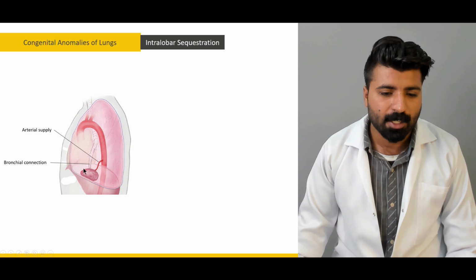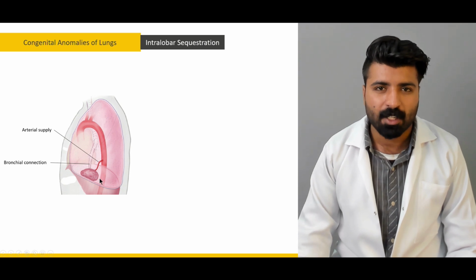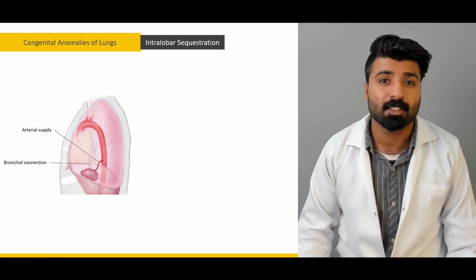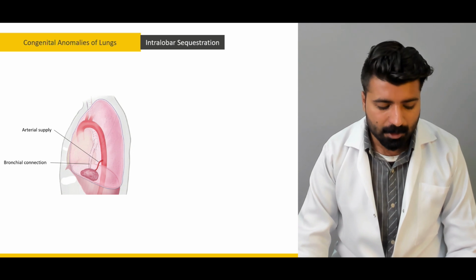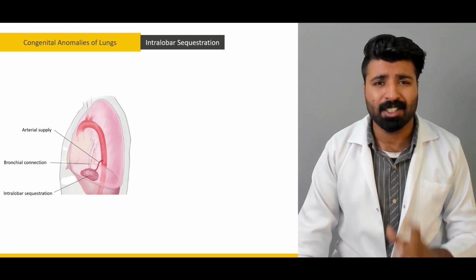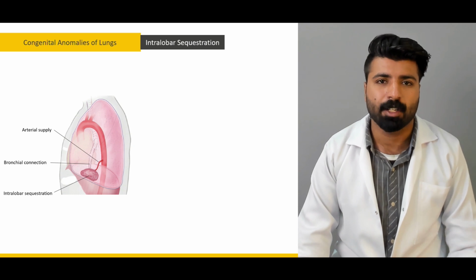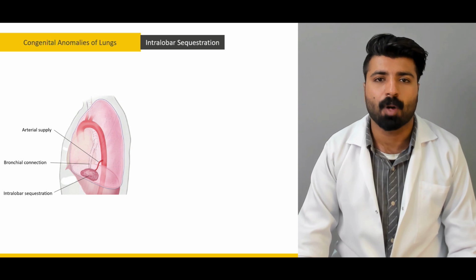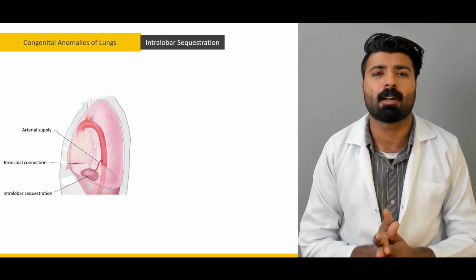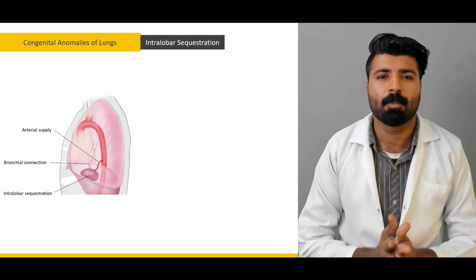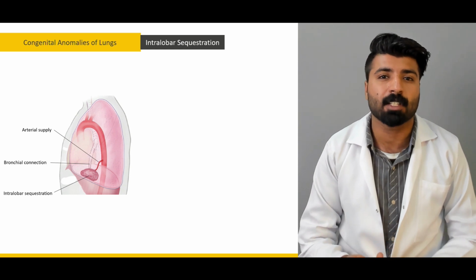Then comes the bronchial connection. It's totally differentiated on the basis of its anatomy, its physiology. It's not working as a lung tissue. It's not working as a lung parenchymal tissue. It happens in adolescents. In the adolescent phase, it happens inside a body. It can happen anytime inside the lungs throughout your age. But most probably the perfect age for interlobar sequestration to happen inside a body is adolescence.